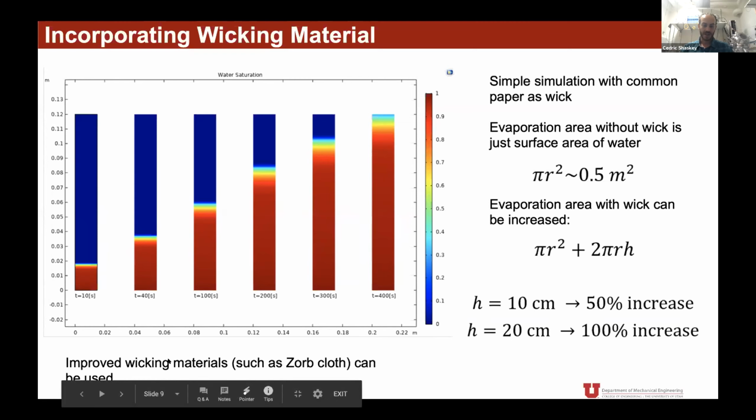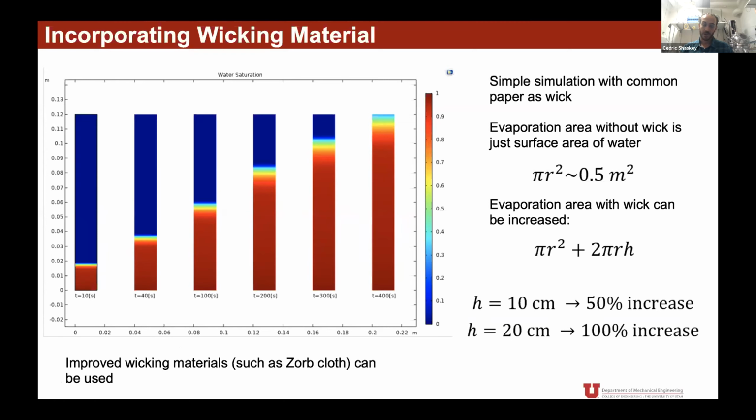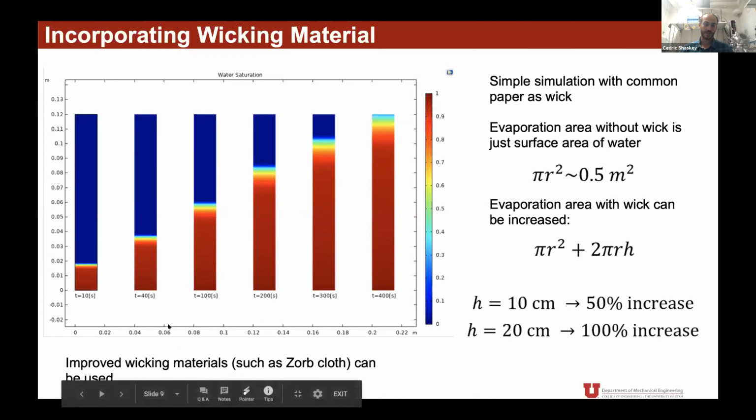But the Zorb cloth has much higher wicking ability than simple paper. It's much more durable as well. And it's also commercially available pretty cheaply. It's only about $10 per yard. So that's something that we would like to incorporate in our design.